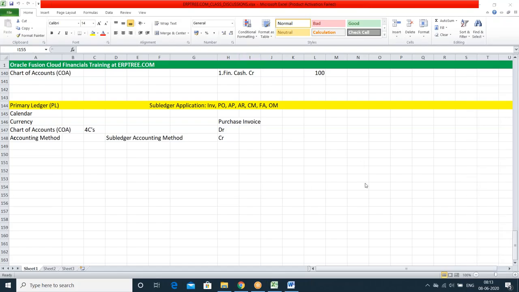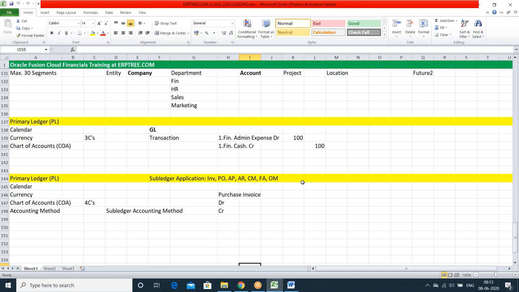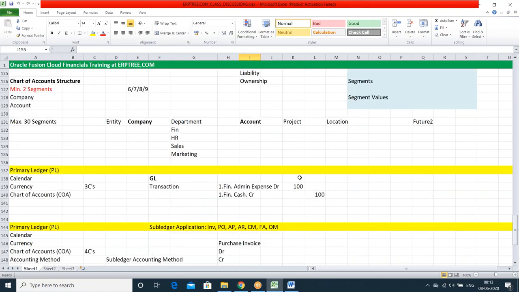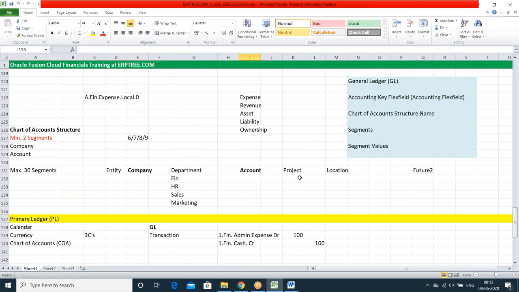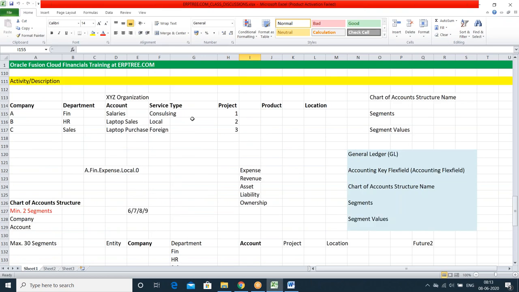In the last session, we discussed calendar, currency, chart of accounts, and primary ledger. Primarily, here we have to understand chart of accounts. So these are the points we discussed. In today's session, we are going to discuss enterprise structure.